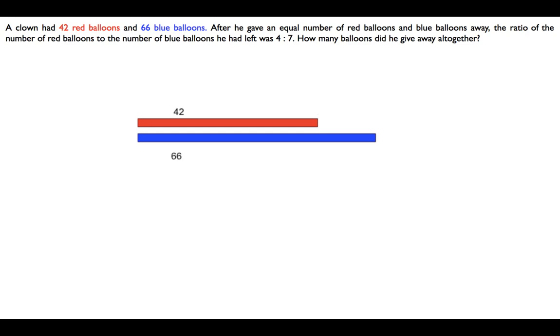Now it says after he gave an equal number of red balloons and blue balloons away, the ratio of the number of red balloons to the number of blue balloons was 4 to 7. Let's see, I can look at this part first. I can see that the difference between the red balloons and the blue balloons is 24.